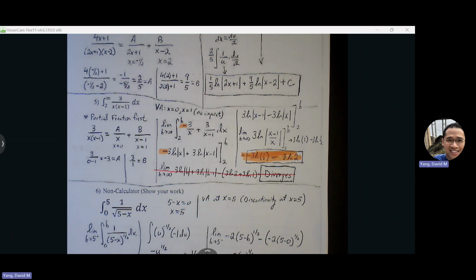What does it mean when you said no impact when you had 2, 3, 5? Oh, right. 0 and 1 have no impact because this graph only starts at 2, from 2 to infinity. So the asymptote at 0 and 1 is not impacting my definite integral. If it did, then I would have to worry about splitting up or dealing with approaching 0 from the left or 1 from the right.